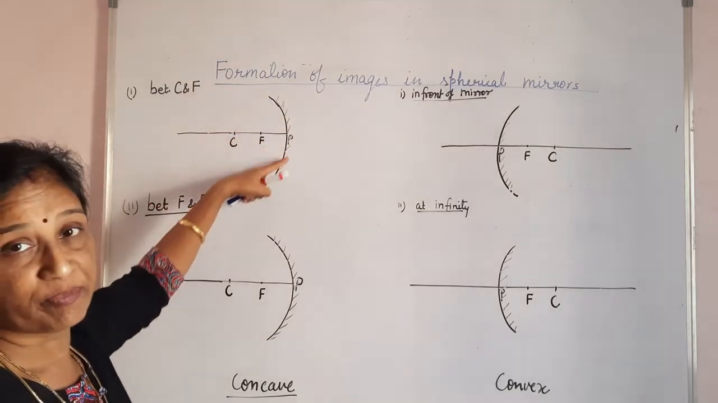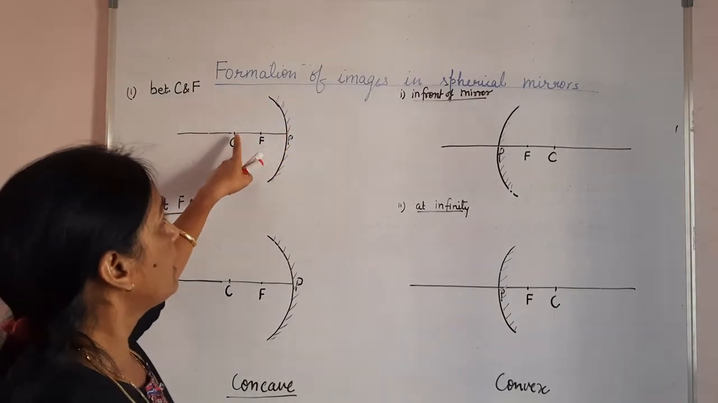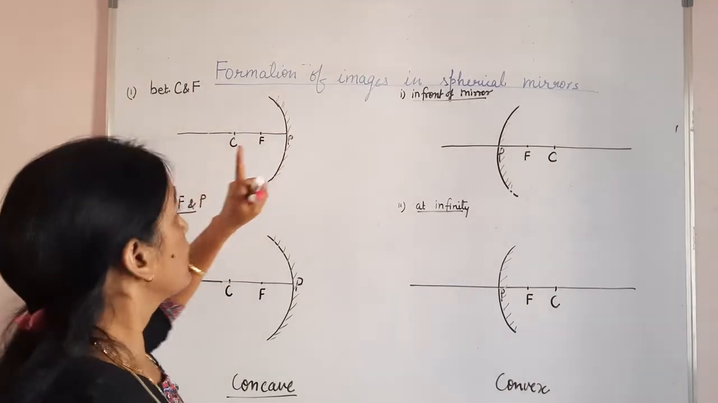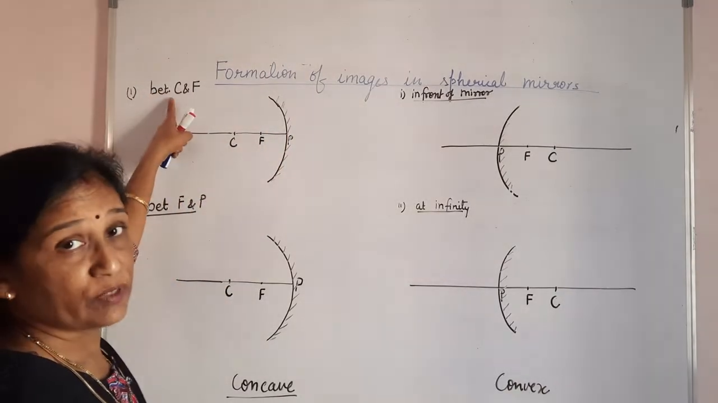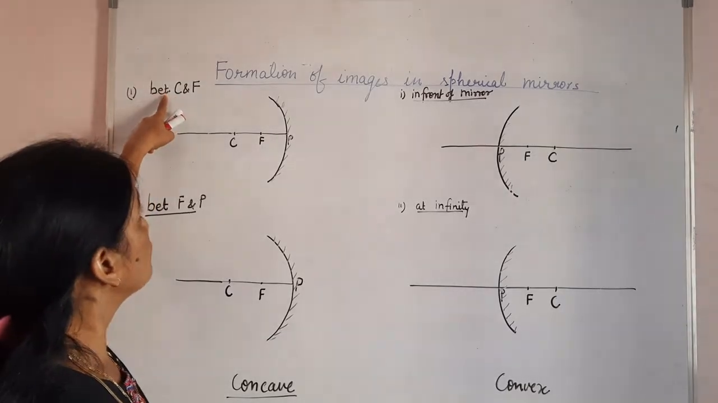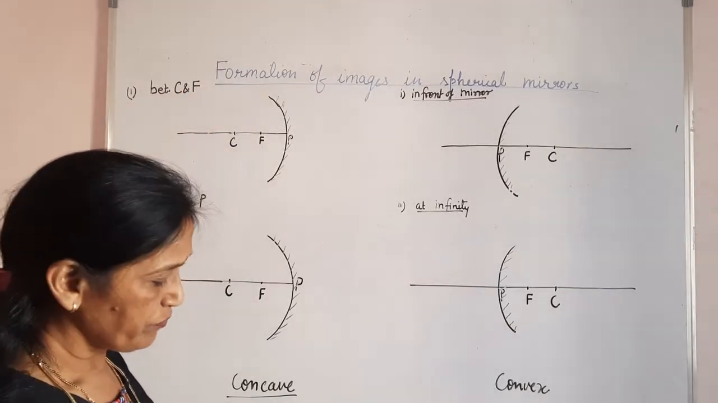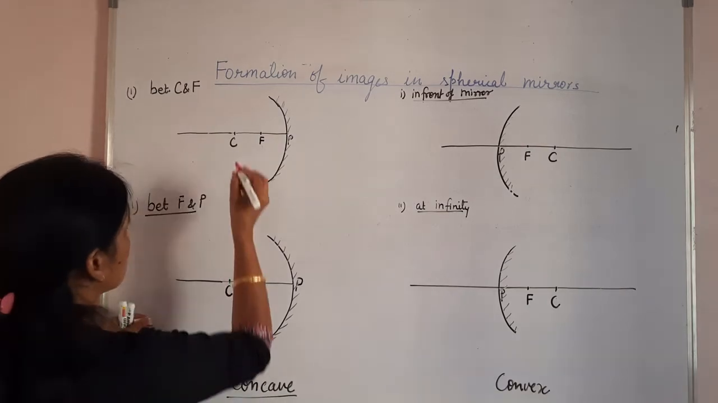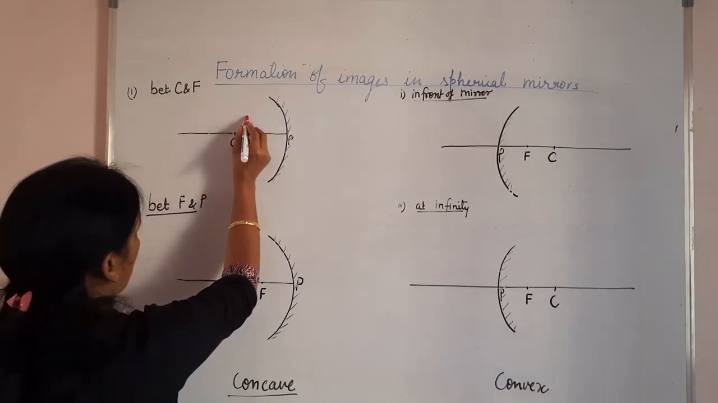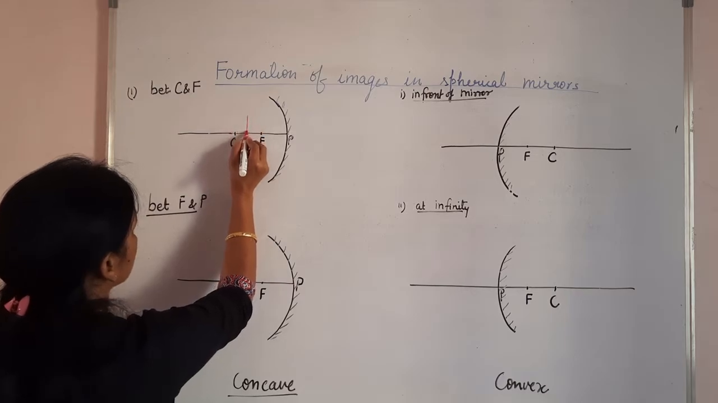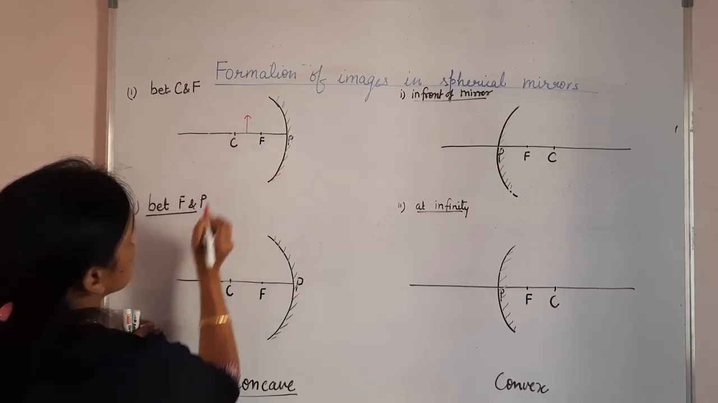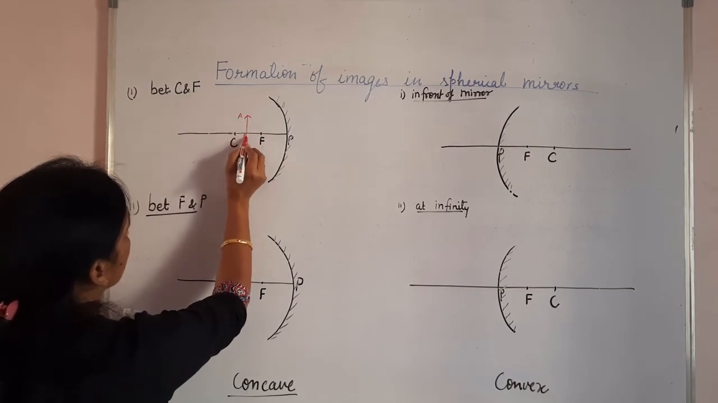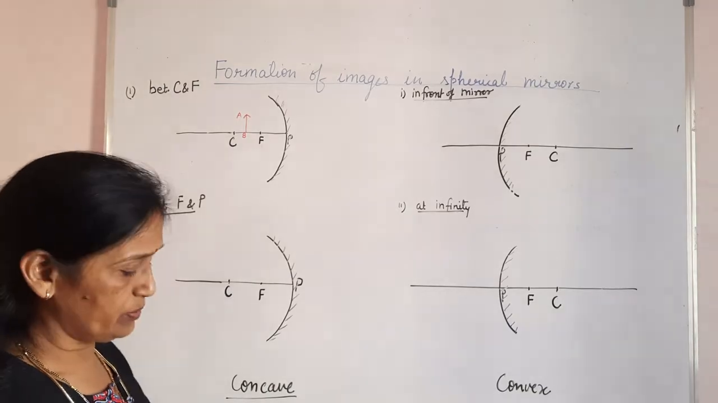Okay, so let's start. I've taken the first one. See, this is a concave mirror which is polished from the inside. This is the center of curvature C, this is the focus F, and this is the pole P. Now in the first one I have to place an object between C and F. So I'm placing my object here at this position between C and F. Let this be object AB.